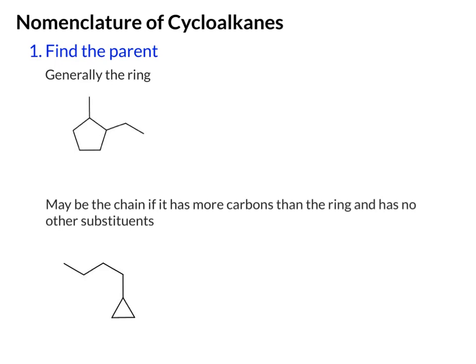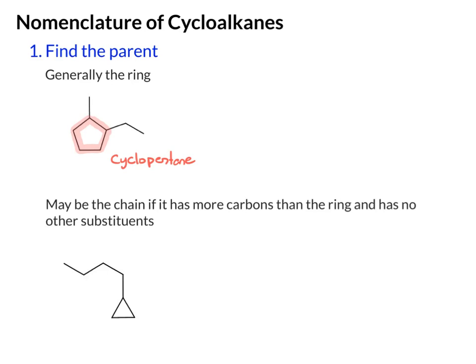In most cases, the parent is just going to be your ring. So here we have this 5-carbon ring with 2 substituents on it. The parent is cyclopentane. Now, in some cases, the chain can be the parent, but it's really only in a couple of scenarios. The chain has to have more carbons than the ring, and also the ring can have no other substituents, because then it becomes difficult to name.